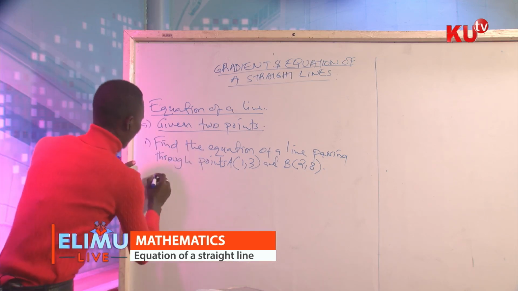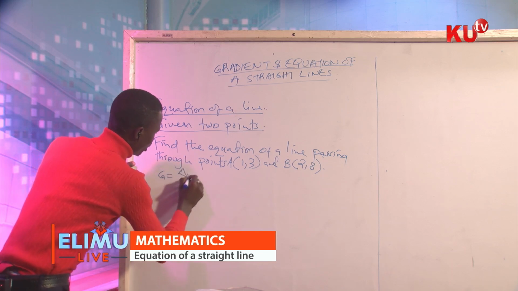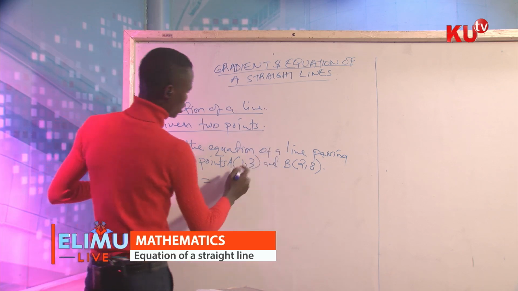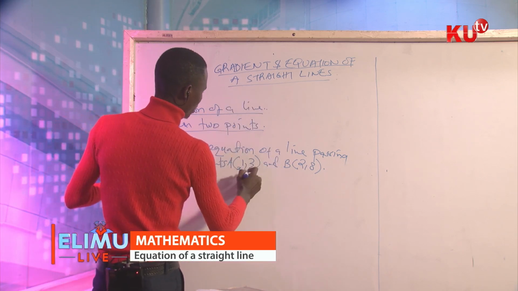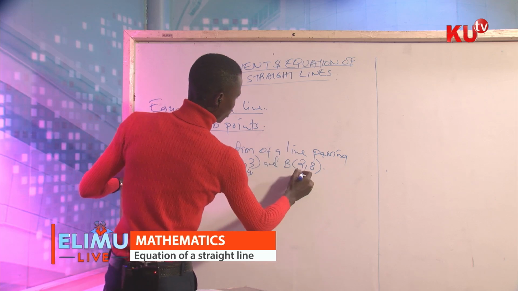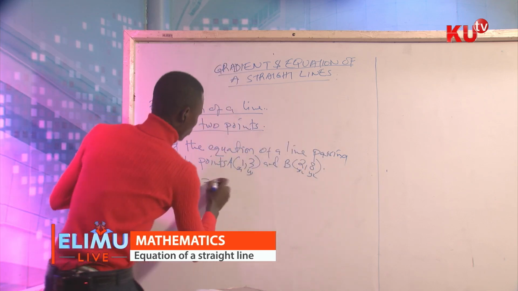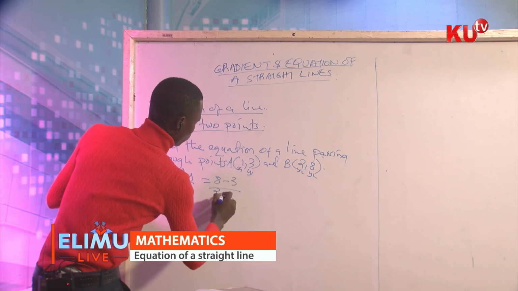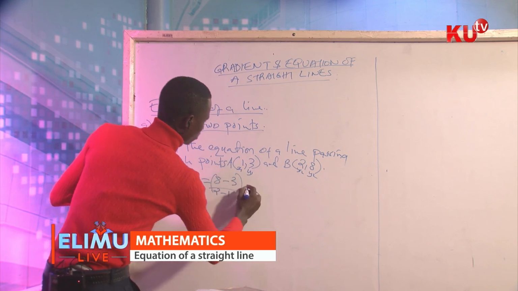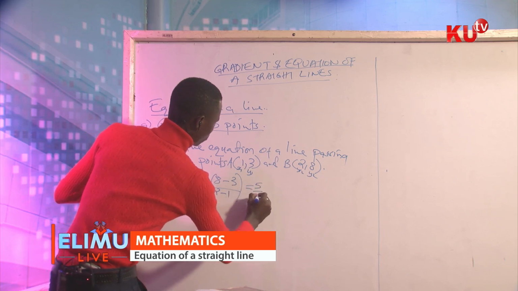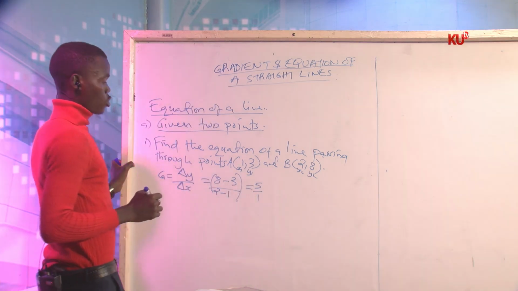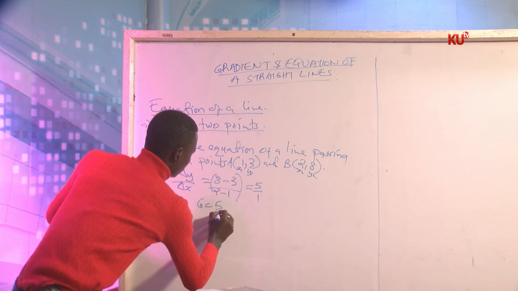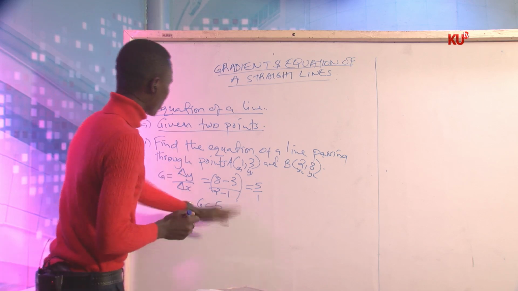So we first find the gradient, which is change in y over change in x. I will just use my previous method, x1, y1, x2, y2, which will be 8 minus 3 over 2 minus 1, which will be 5 over 1, meaning our gradient is 5. Now, we have got our gradient.